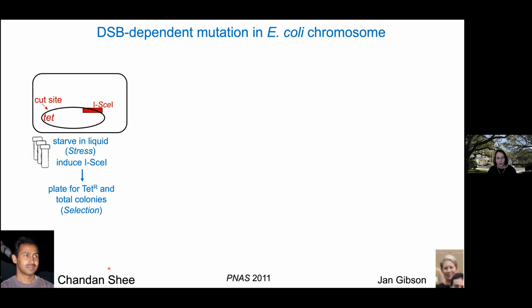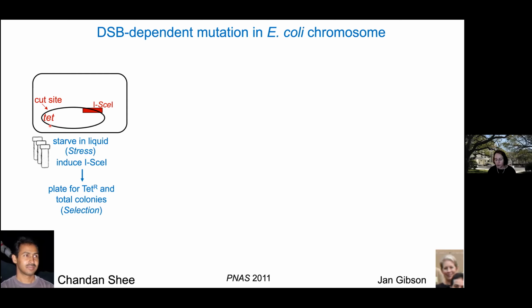So I want to tell you some experiments of Chen and Shi, a postdoc in the lab several years ago, where he got to illustrate this in a particularly nice way. He took E. coli cells that have an inducible restriction enzyme, a double-strand endonuclease, and they have engineered into their chromosome a single cut site next to a gene that doesn't function, but if it gets a frameshift mutation, it'll confer tetracycline resistance. And his experiment is so simple.